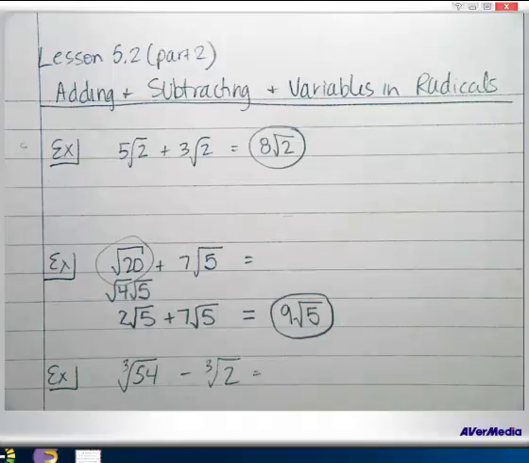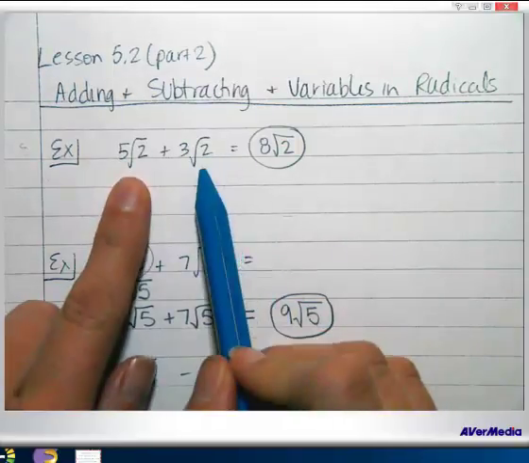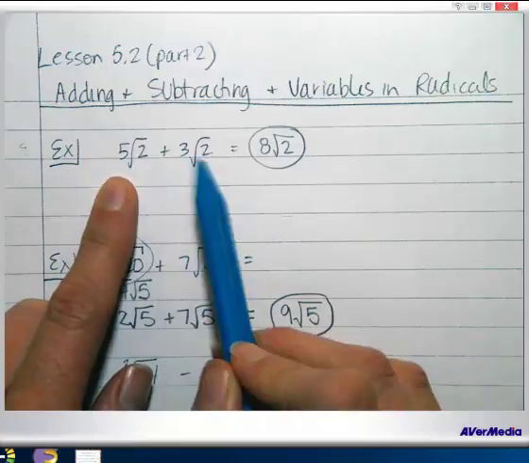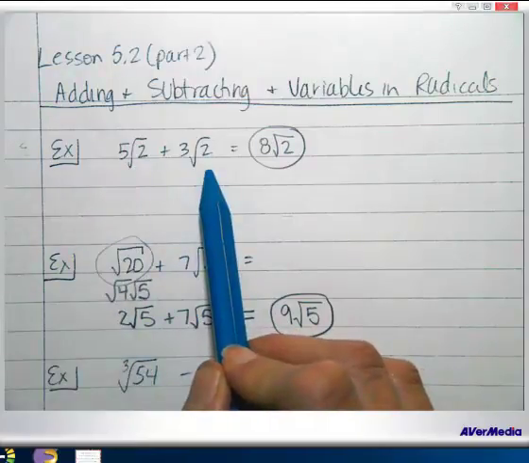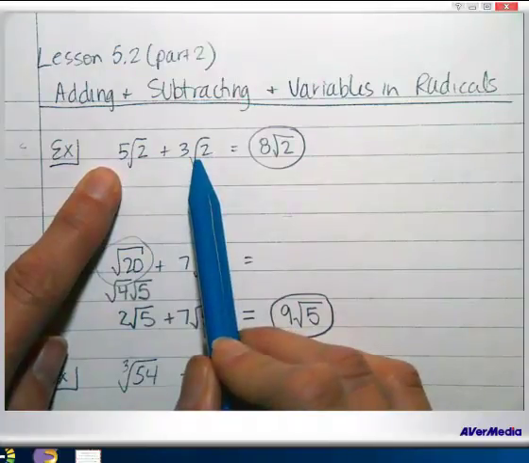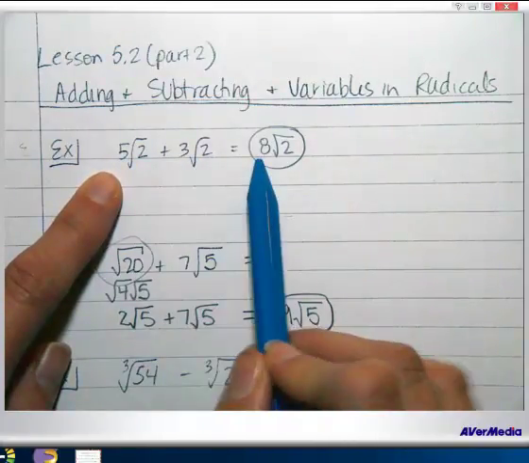Okay, so adding and subtracting radicals, the idea was what? We need like radicals. In this case, square root 2 are like radicals. So we can add the numbers outside, they're called coefficients. 5 plus 3 is 8, so we get 8 root 2.